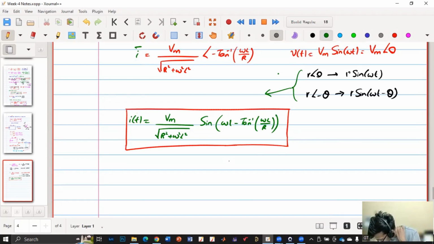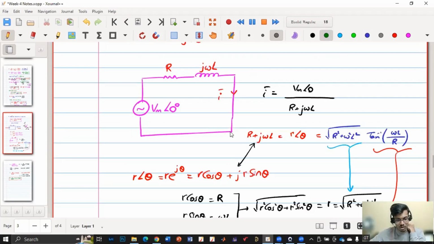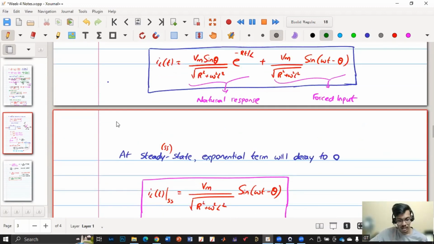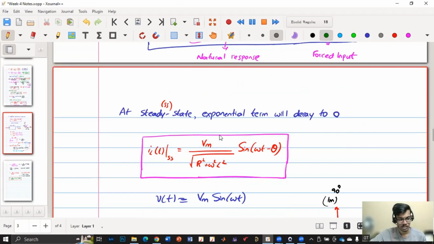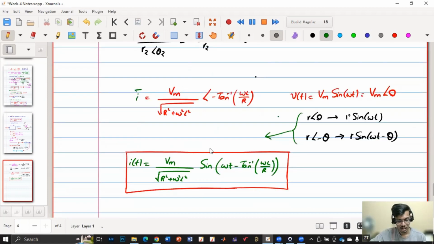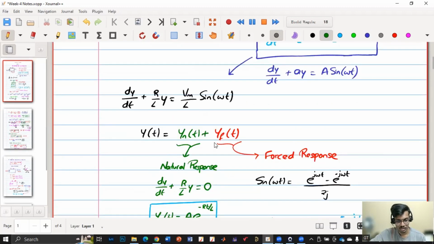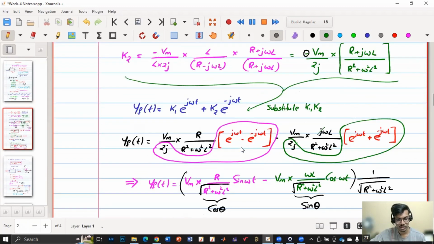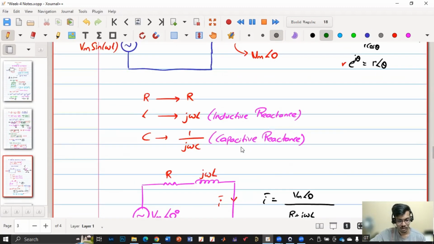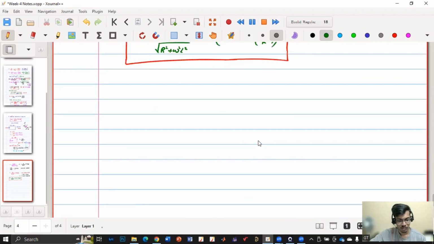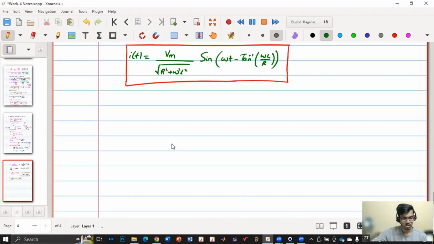Just to show you, this is my expression where I have considered the phasor and solved. In the previous case also at steady state, I got the same expression, but here I have solved in a lesser number of steps, whereas there I had to solve two pages of calculations to arrive at the same expression. So it is just solving the circuit in a much faster way. Now just to check your understanding, I will consider another quick problem.